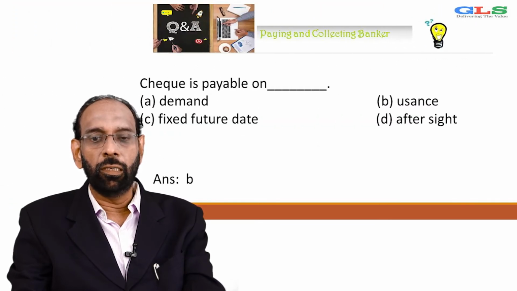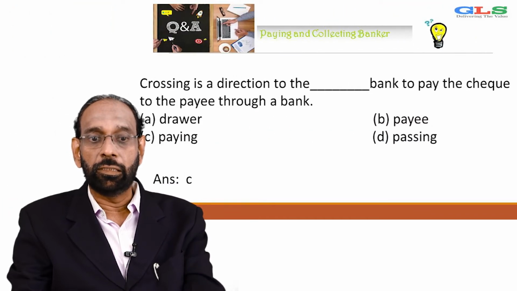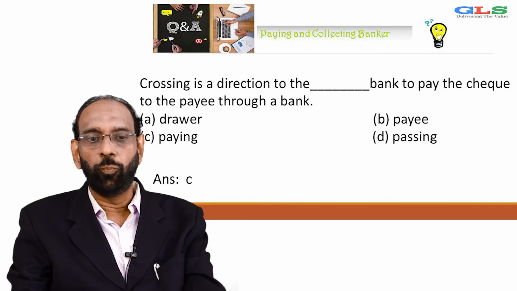Check is payable on demand, usance, fixed future date, after sight. Check is payable on the B, that is usance. Next question. Crossing is a direction to the bank to pay the check to the payee through a bank. So it's a drawer bank, drawer, payee, paying, passing. The answer is C, that is the paying bank to pay the check.